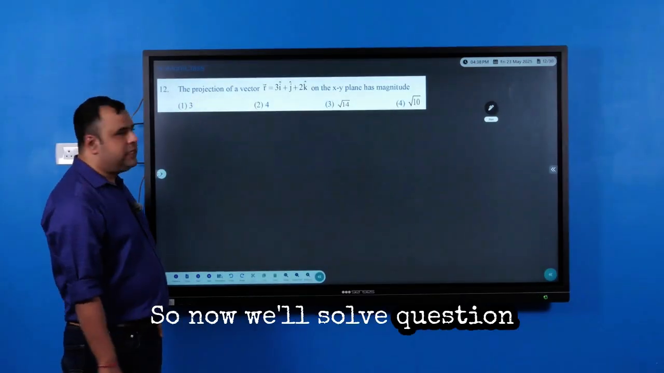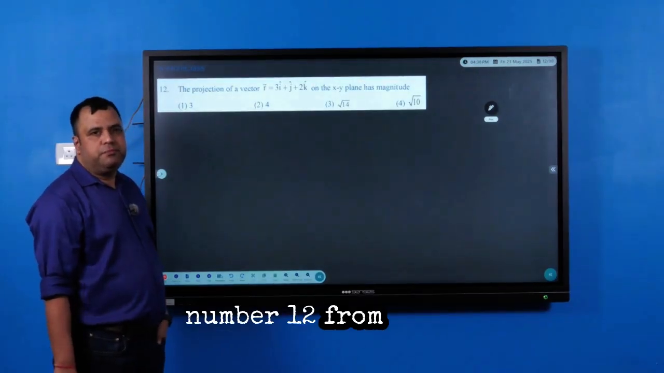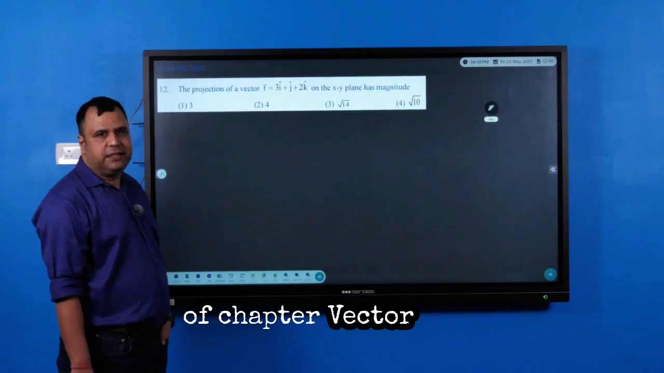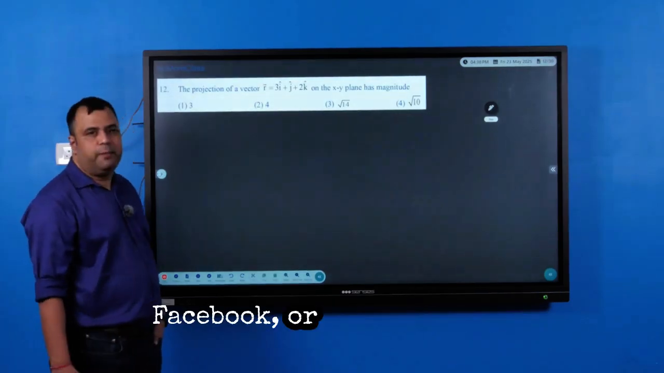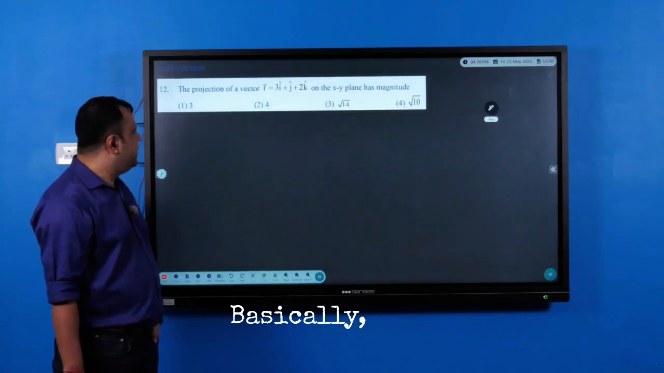So now we'll solve question number 12 from the exercise of the chapter Vector from your Physics Zero Field bridge course. Let's read the question.